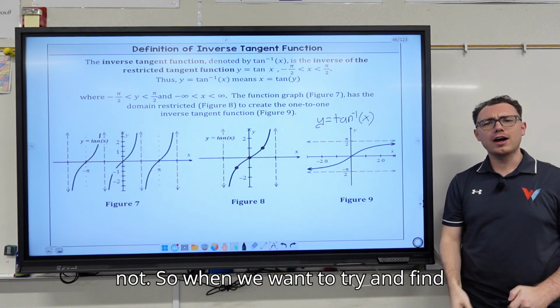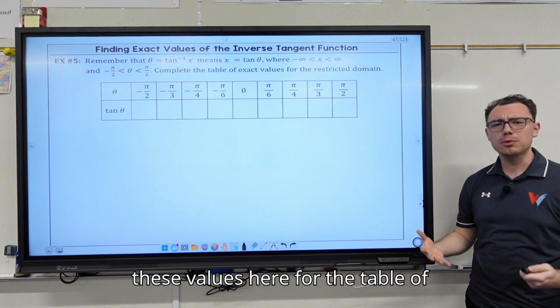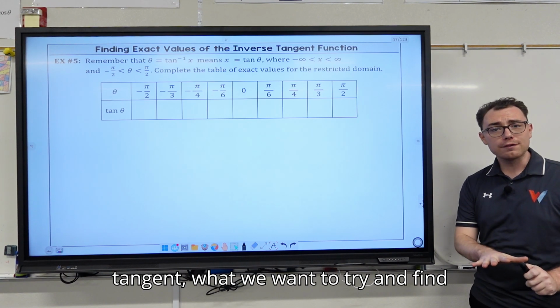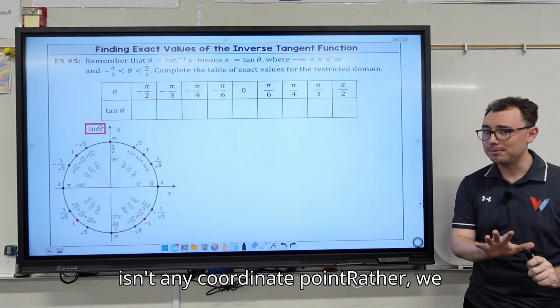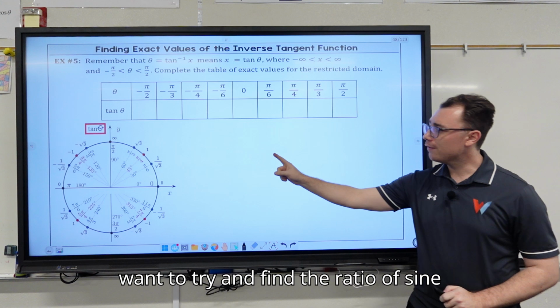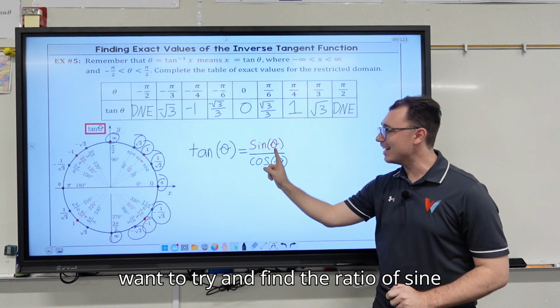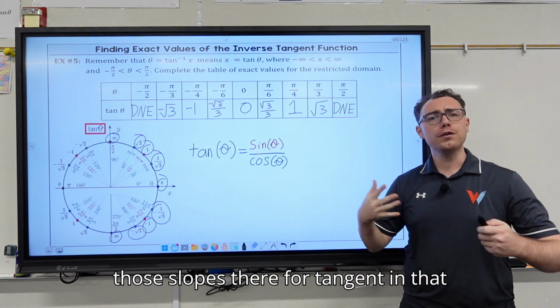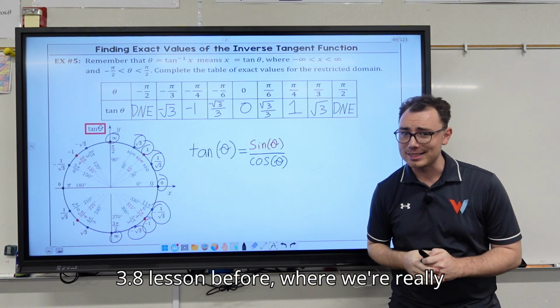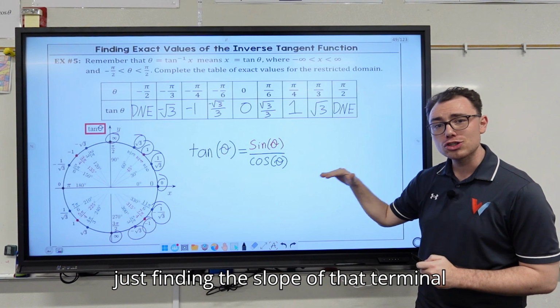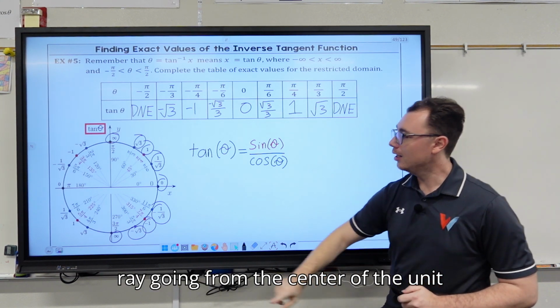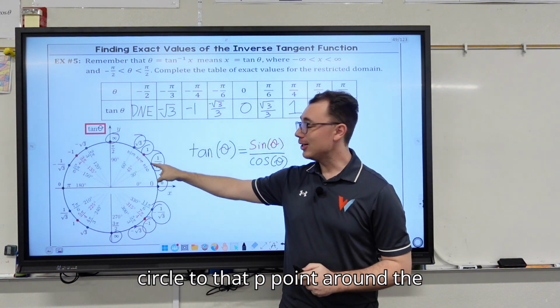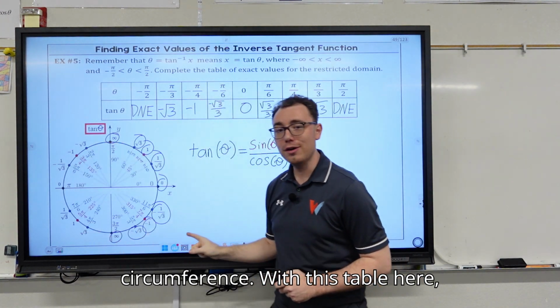So when we want to find these values for the table of tangent, what we want to find isn't any coordinate point. Rather, we want to find the ratio of sine divided by cosine. We found all of those slopes for tangent in that 3.8 lesson before, where we're really just finding the slope of that terminal ray going from the center of the unit circle to that P point around the circumference.